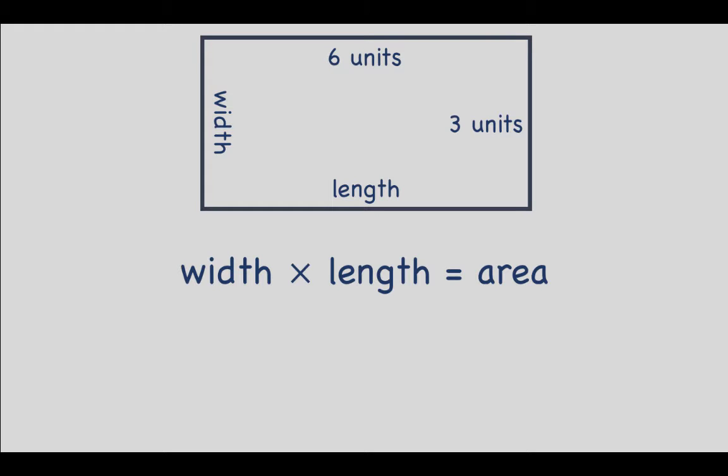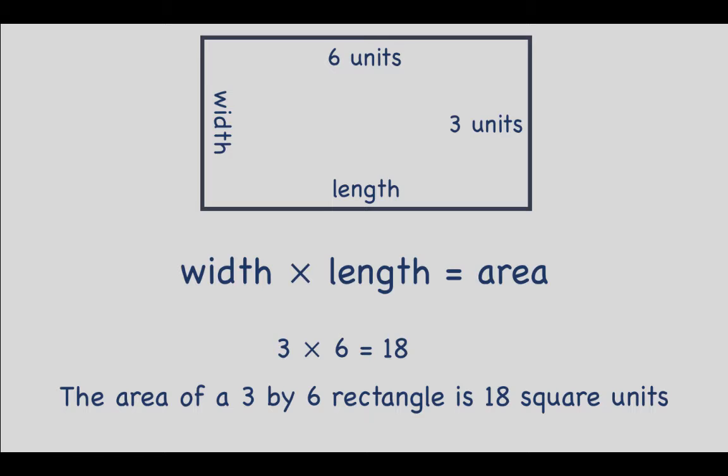It is conventional to write area as width times length in the same way it is conventional to express arrays as rows times columns. It is important to resist the temptation to refer to width as height, because height is the third dimension needed to construct the volume of a rectangular prism. In this example, the rectangle has a width of 3 units and a length of 6 units. It represents the multiplication problem 3 times 6 equals 18. In the language of magnitude, we would say that the area of a 3 by 6 rectangle is 18 square units.